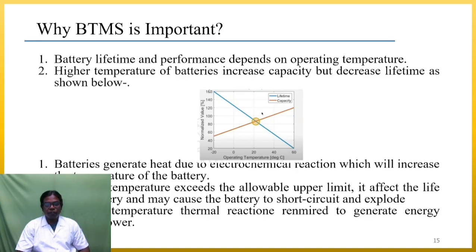Look at the graph. Batteries generate heat due to electrochemical reactions, which will increase the temperature of the battery. When the temperature exceeds the allowable upper limit, it affects the life of the batteries and causes the battery to short circuit and explode. At lower temperature, the thermal reaction required to generate energy becomes slower.